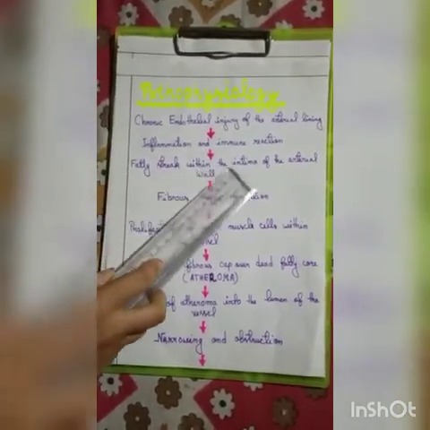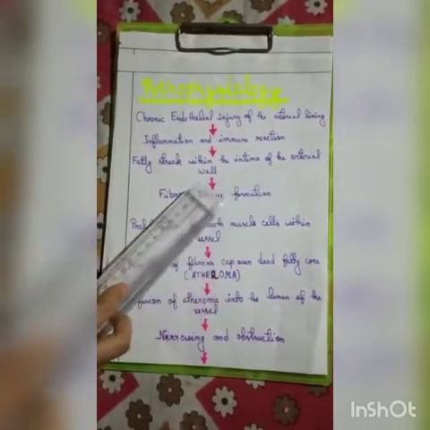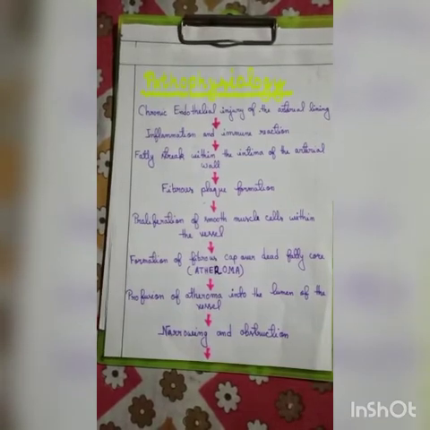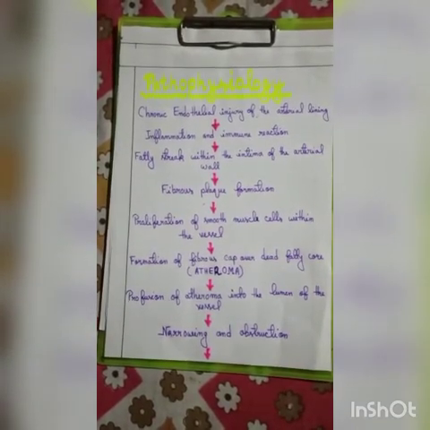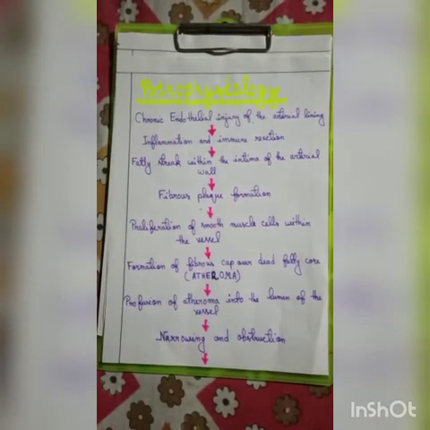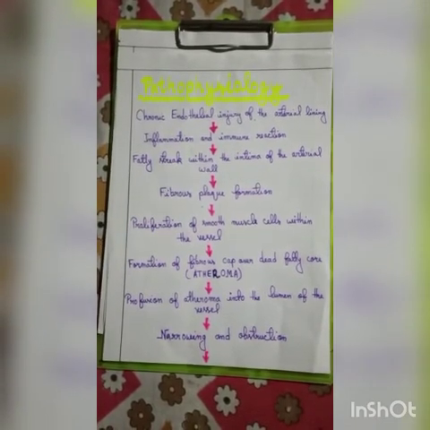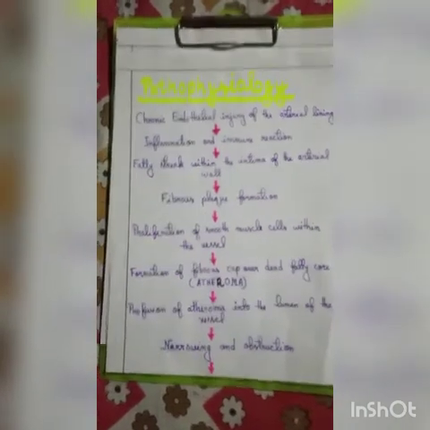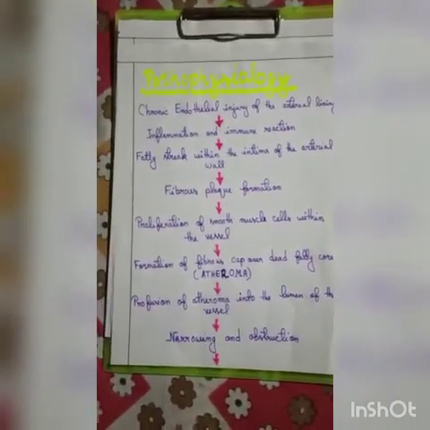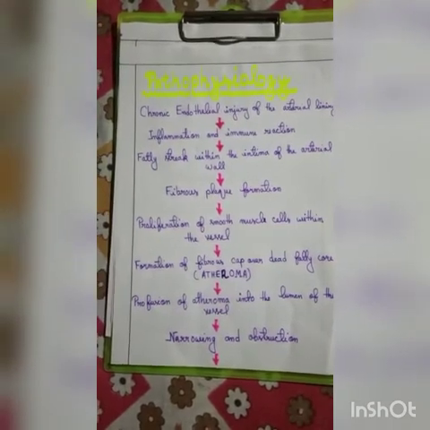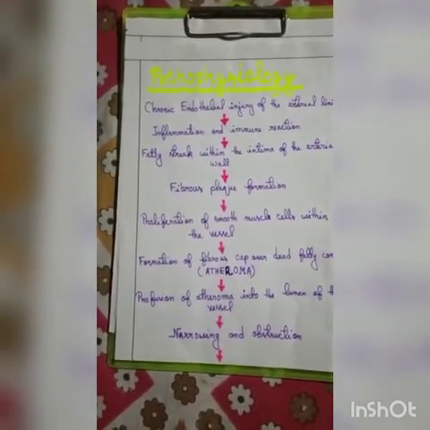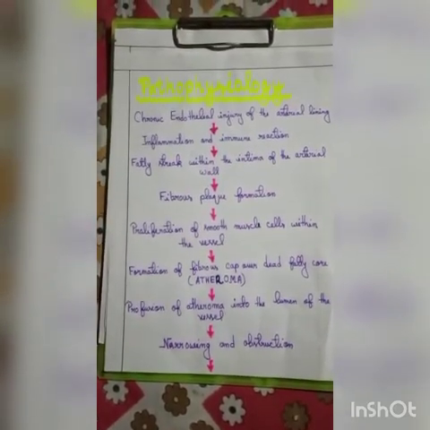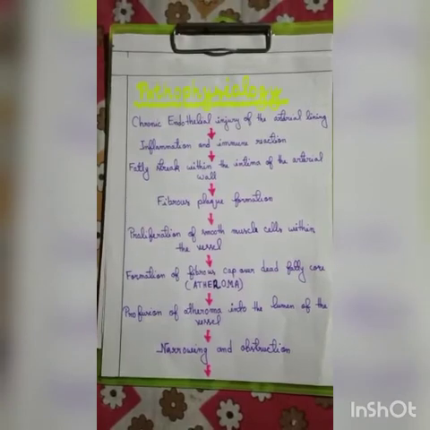Fatty streak within the intima of the arterial wall. Fatty streaks are the earliest lesions of atherosclerosis. Atherosclerosis is the buildup of fatty cholesterol and other substances in and on the artery walls. Fatty streaks are characterized by lipid-filled smooth muscle cells. As streaks of fat develop within the smooth muscle cells, a yellow tinge appears.